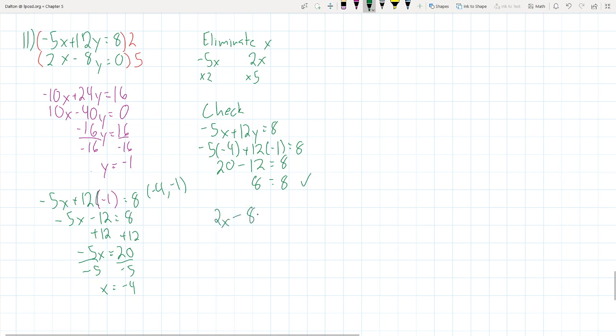2x minus 8y equals 0. 2 times negative 4 minus 8 times negative 1 equals 0. 2 times negative 4 is negative 8. Negative 8 times negative 1 is positive 8. Negative 8 plus 8 equals 0. 0 equals 0. Woohoo. Okay.